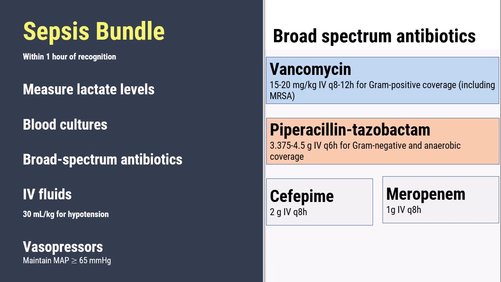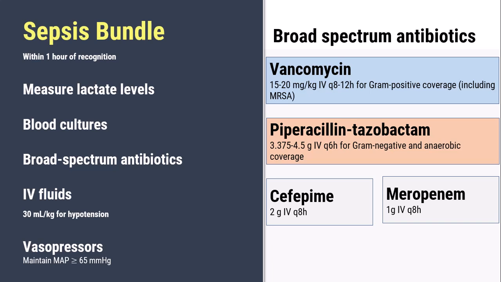A typical regimen might include vancomycin for gram-positive coverage, especially MRSA, and piperacillin tazobactam for gram-negative and anaerobic coverage. Alternatives include cefepime or meropenem. There are many other acceptable regimens.